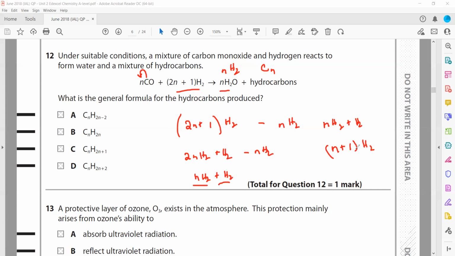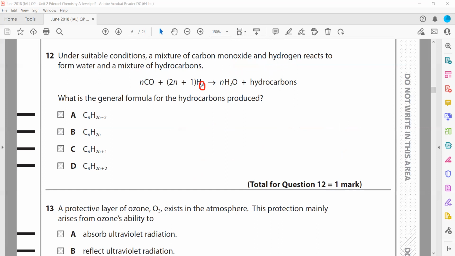Because we want the number of hydrogen atoms, it will be twice this, so 2n plus 2 H. You can solve in this manner, or there's another way: you multiply by 2 here, since you're finding the total number of hydrogen. So 2 multiplied by 2n is 4n, and plus 2. On the right hand side it is 2n. So the left hand side is 4n plus 2 and the right hand side is 2n. When you subtract, 4n plus 2 minus 2n, it will be 2n plus 2.